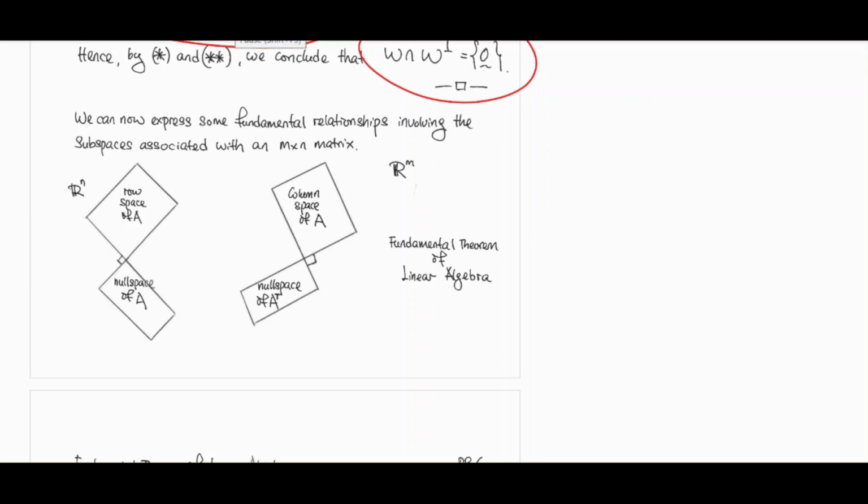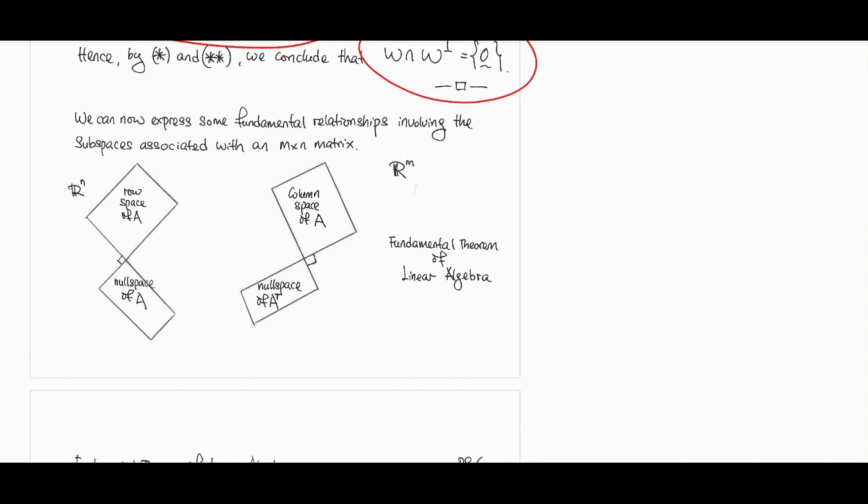All right, so finally, I want to show you something very important. It is so important, we have a name for it. It's called the fundamental theorem of linear algebra. You might wonder, we have a vector space W and we have W perp. When do we actually see something like that? In fact, the row space of a matrix A and the null space of A are actually orthogonal complements of each other.